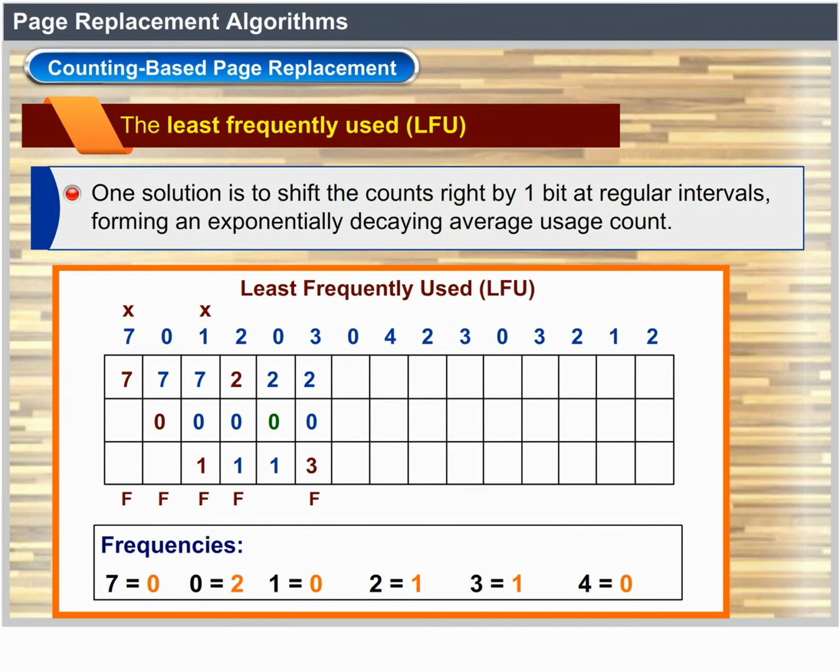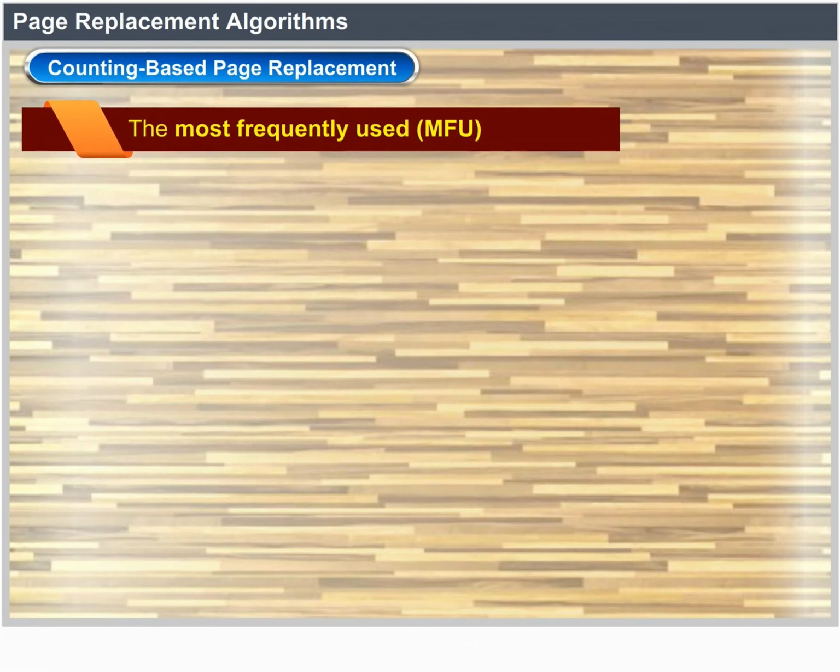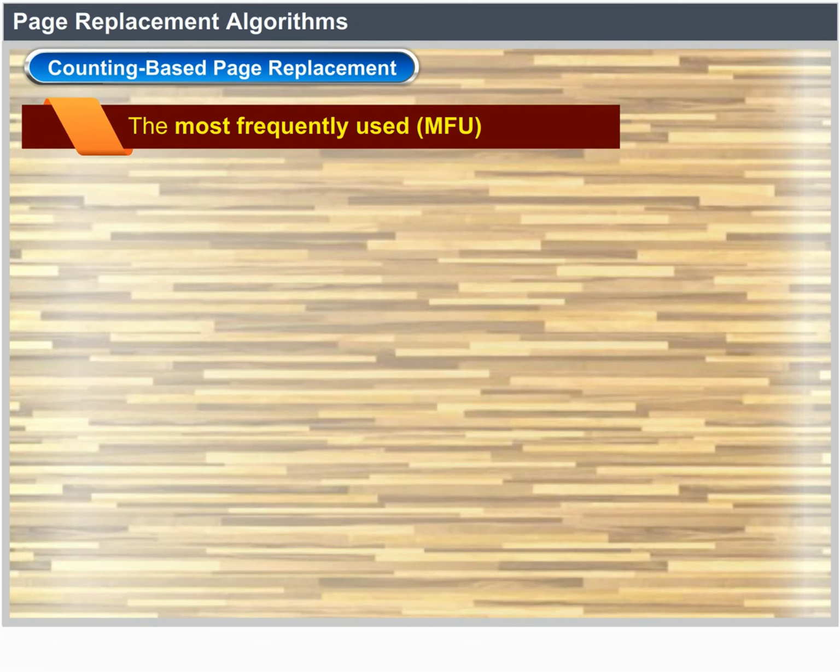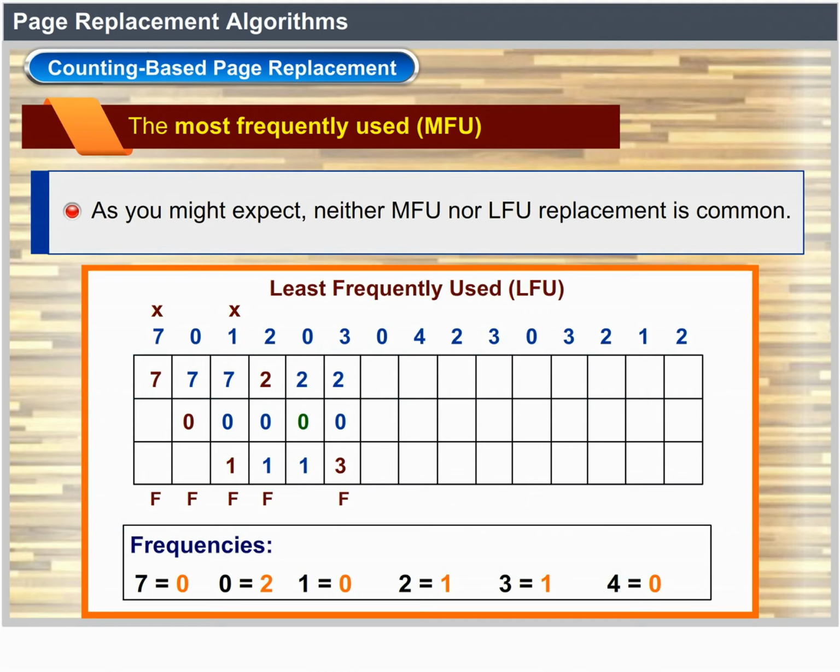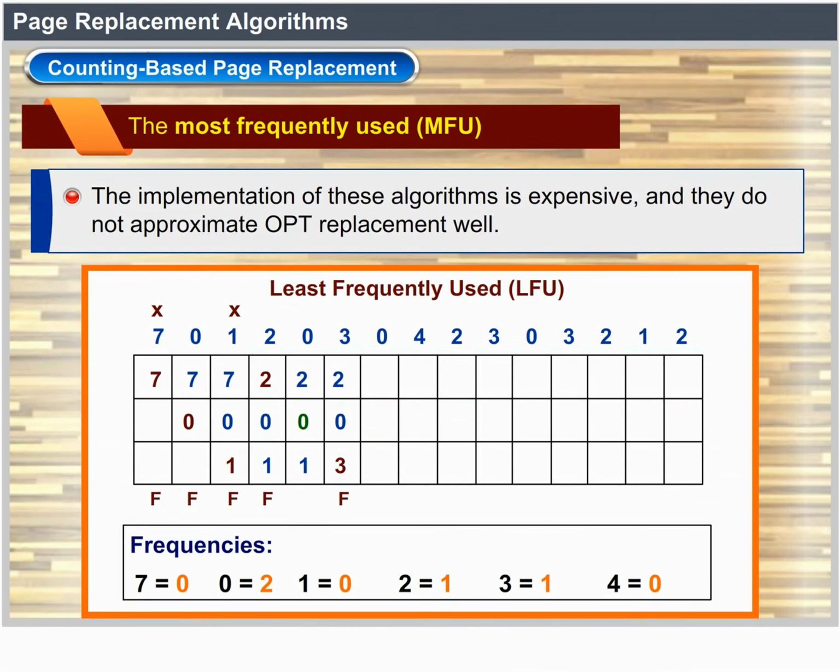The most frequently used, MFU. The MFU page replacement algorithm is based on the argument that the page with the smallest count was probably just brought in and has yet to be used. As you might expect, neither MFU nor LFU replacement is common. The implementation of these algorithms is expensive and they do not approximate OPT replacement well.